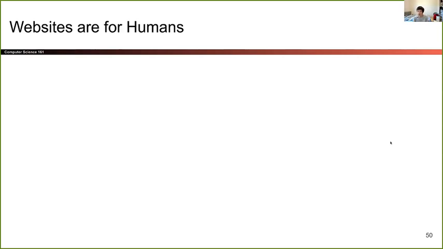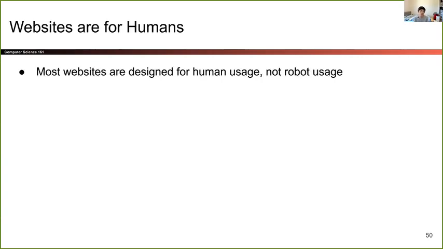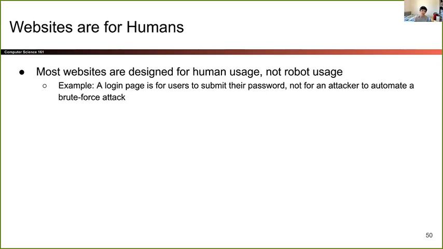the idea that we're working with here is that when we're writing a website, we want humans to interact with our website. If I'm writing a website, I don't want it to be overtaken by bots posting spam comments and whatnot. So most websites are designed for human usage. For example, a login page, we want the user to type in their password. We don't want an attacker to write a program that automatically tries 10,000 different passwords to see if any of them let you log in. We need some way of stopping the computer from interacting while allowing the human.